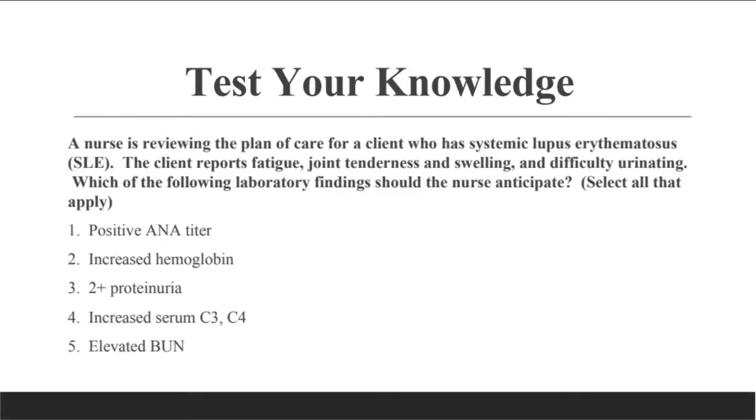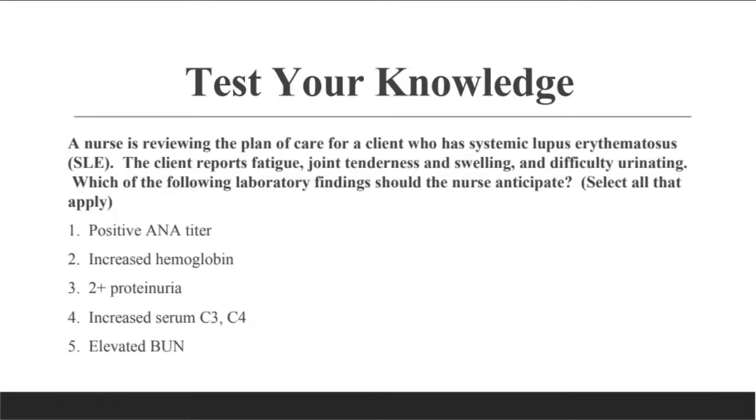Excellent, excellent. So in the lupus patients, they're going to have a positive anti-nuclear antibody or ANA titer. They can have some protein, they're spilling protein in their urine, and they could have an elevated BUN. They could also have an elevated creatinine as well. So C3 and C4 is complement, a protein complement.